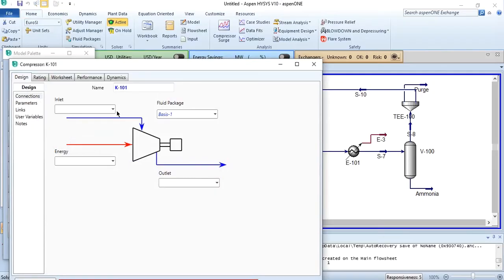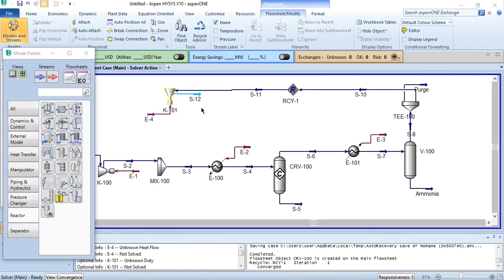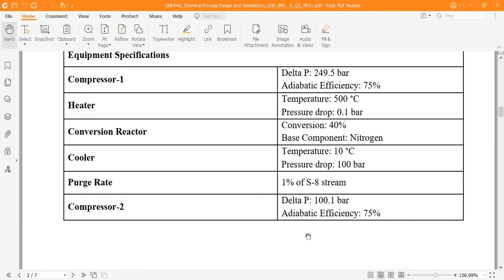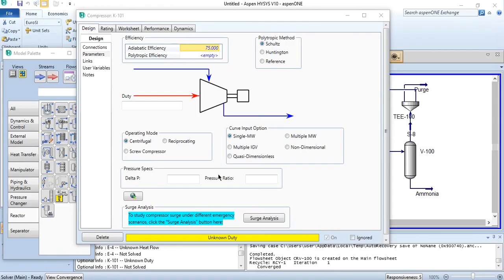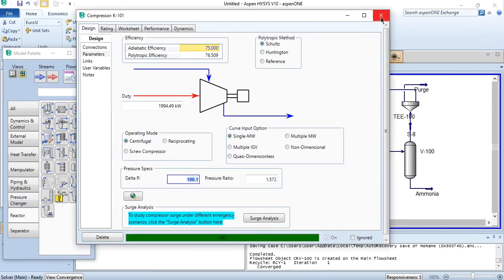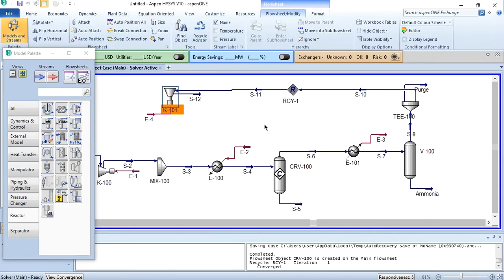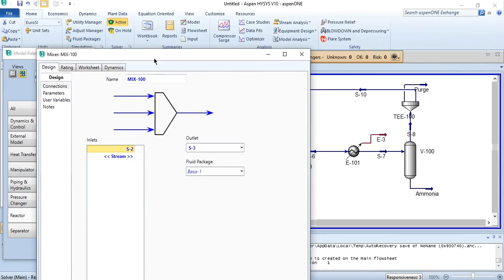Then S11 is entered, S12 is the outlet stream, and the energy stream is E4, the work required. What is the specification of it? Delta P of 100.1 bar and adiabatic efficiency 75%. Now the real test will come, because we have to connect this S12 to the mixer, for which the mixer is actually installed.